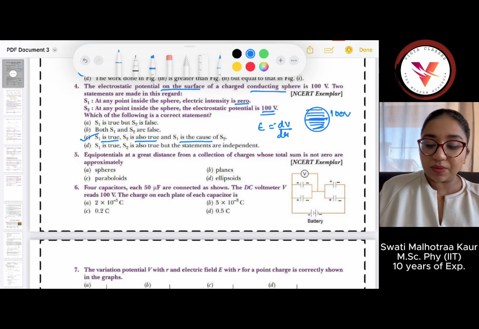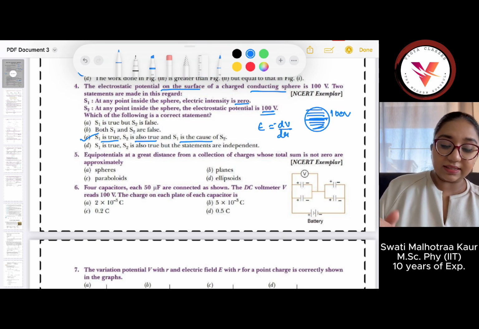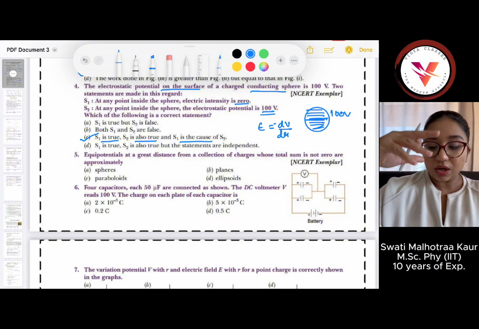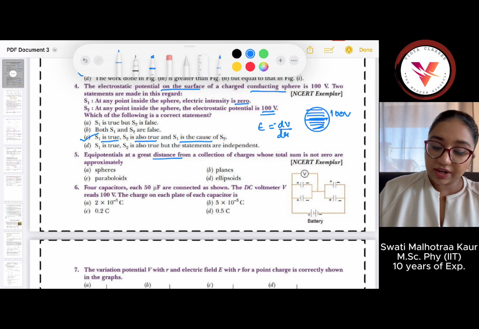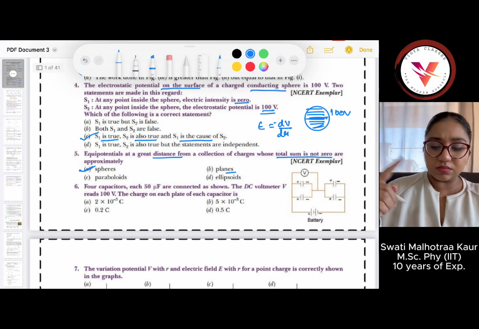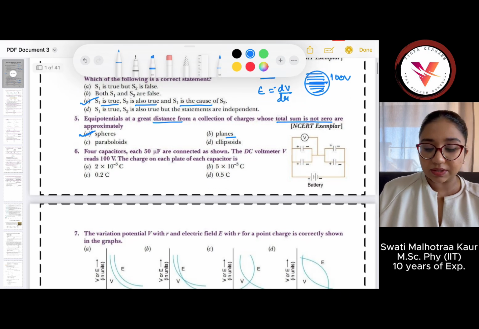Equipotentials at a great distance from a collection of charges whose total sum is not 0 are approximately spheres, planes, paraboloids, or ellipsoids. So basically, at a great distance, when the distance increases, the charge behaves as a point charge. So at a great distance, and whose sum is not 0, they are approximately spheres in shape. Planes are for a uniform field, and paraboloids and ellipsoids, no, so it behaves as spheres.